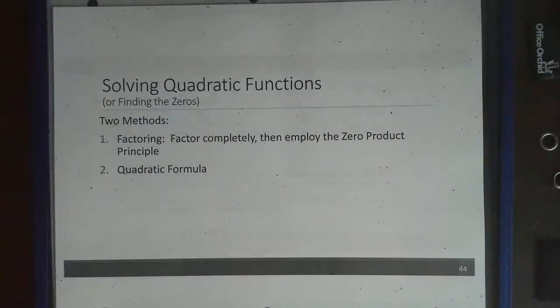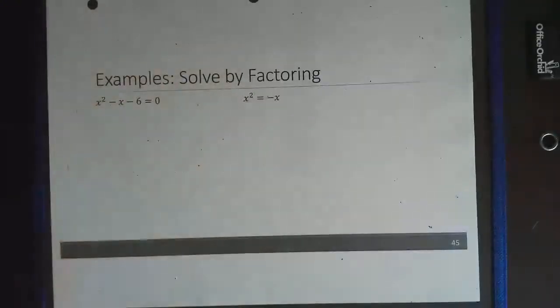There are two ways we're going to focus on solving quadratic functions, or finding the zeros, or finding the x-intercepts. There's a lot of names for this. The first way that we're going to look at is factoring. To solve these equations by factoring, we're going to factor each side completely and then use the zero product principle. The other way we can use is the quadratic formula. So as I said, we're going to start with factoring.